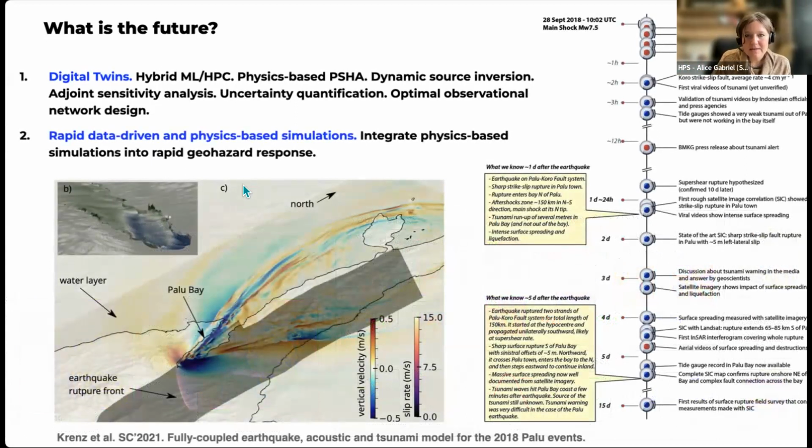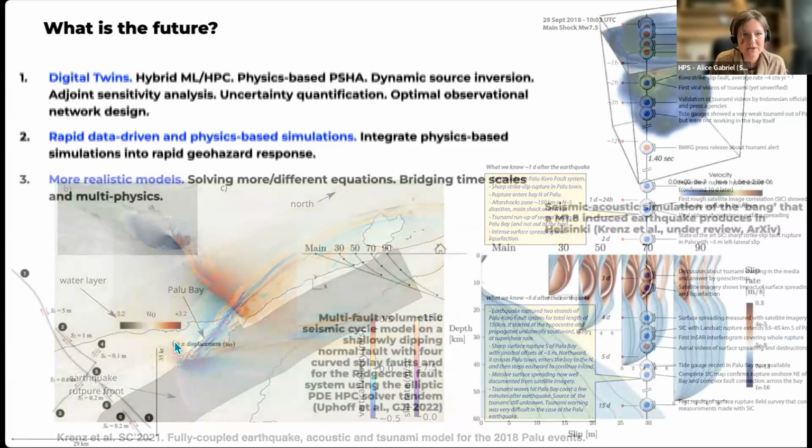We can integrate these methods into rapid response. So one example is the PALO benchmark that we will run later. A lot of the information that we needed to set up this model were available around almost 5 days after the earthquake already. So we can help in the days after large earthquakes to understand what drove these geohazards and what does this mean for the specific region.